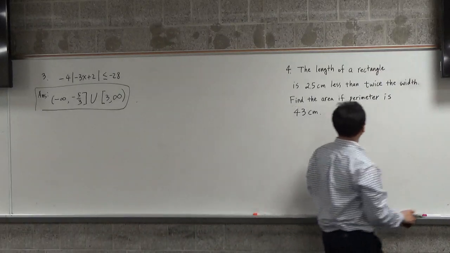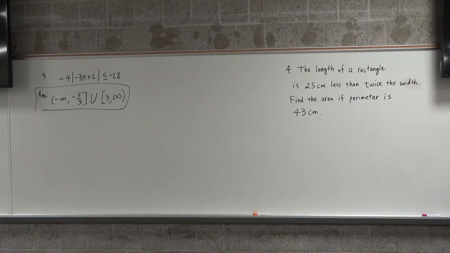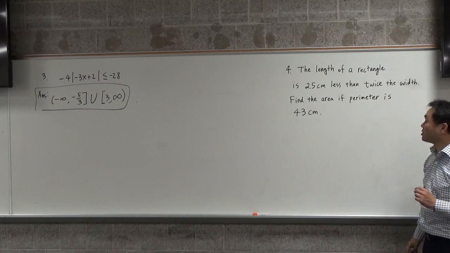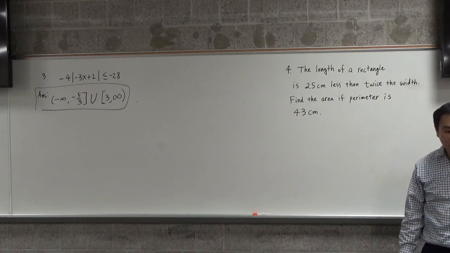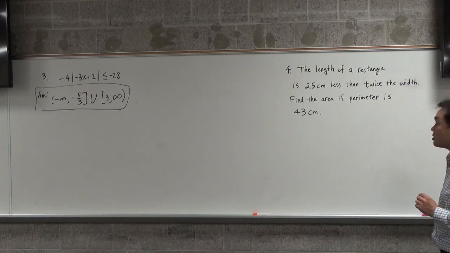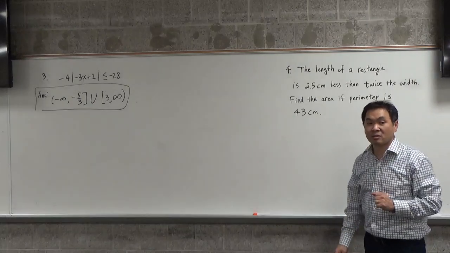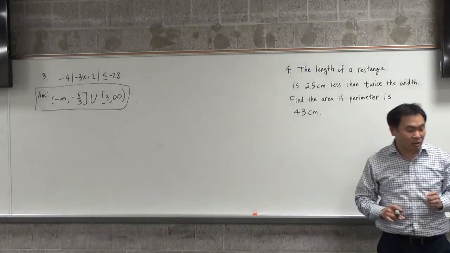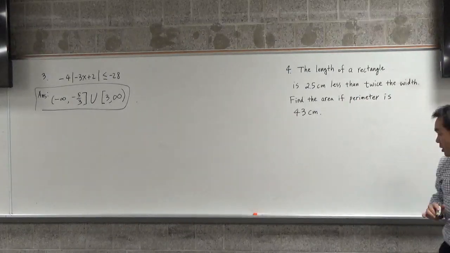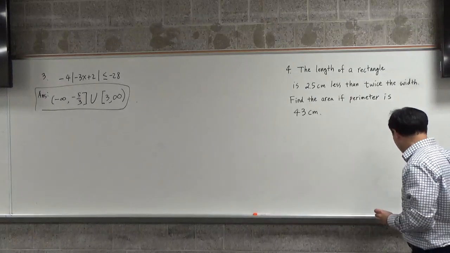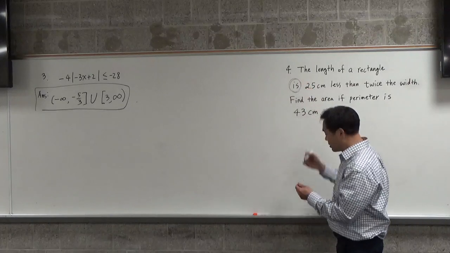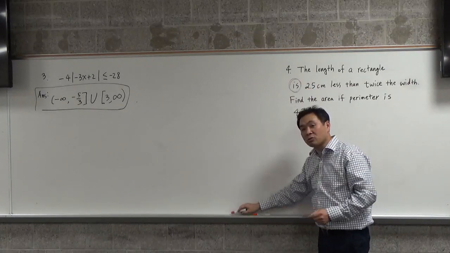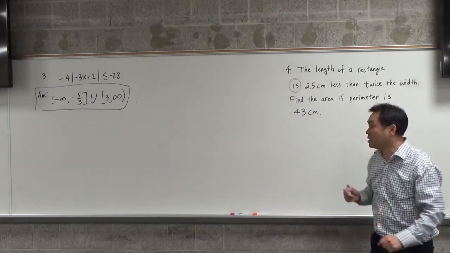Let's try this question. The length of the rectangle is 2.5 centimeters less than twice the width. Find the area if the perimeter is 43 centimeters. The crucial skill here is to translate a sentence into math notation. And let me first challenge you by thinking of this "is." What should I do with this "is"? How do you translate that into math? Equal sign. Good.